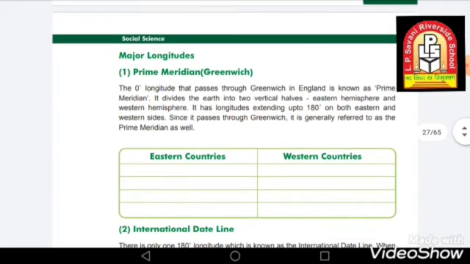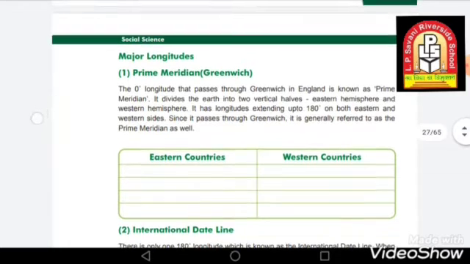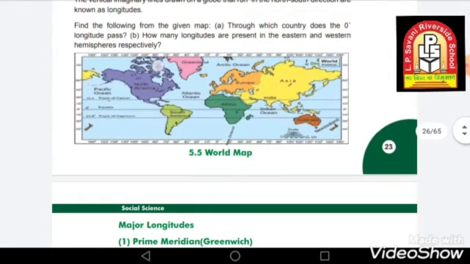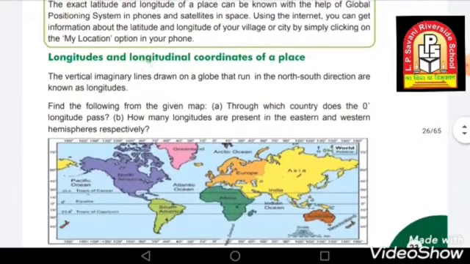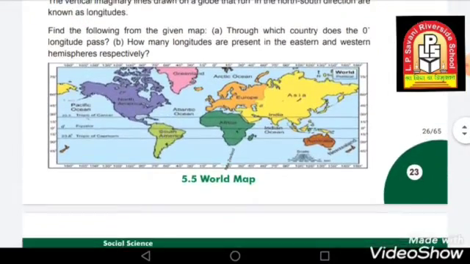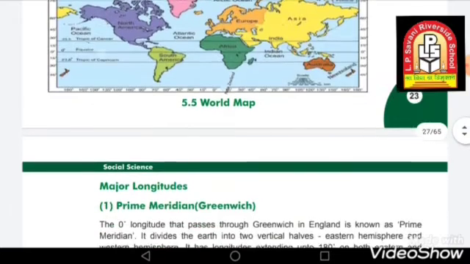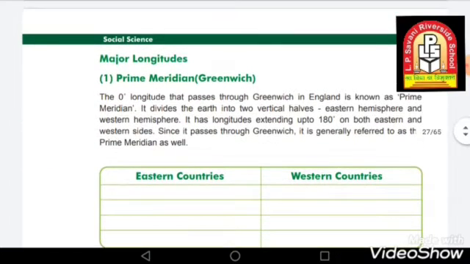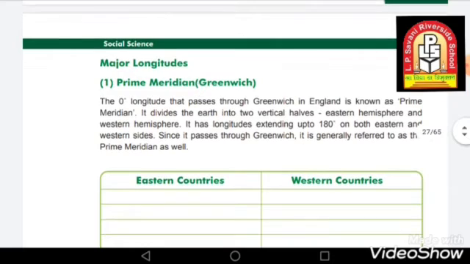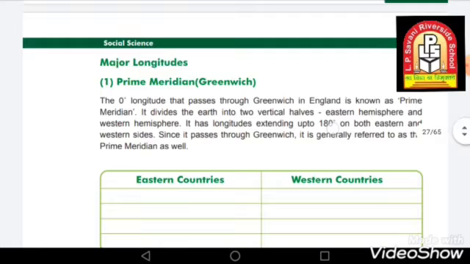So basically it divides the earth into two vertical halves, right? So this circle, right, this is the whole world, and this circle has been divided into two vertical parts, and the line which divides the whole globe is called the prime meridian. So the longitude extends up to 180-degree, right?